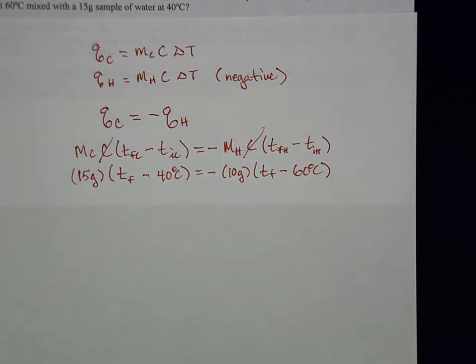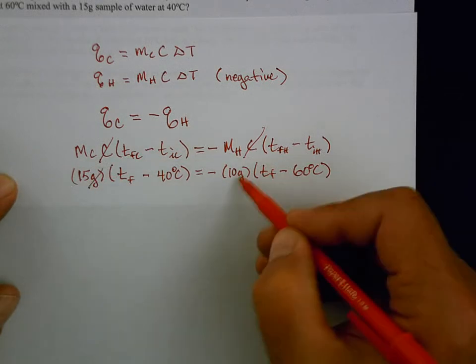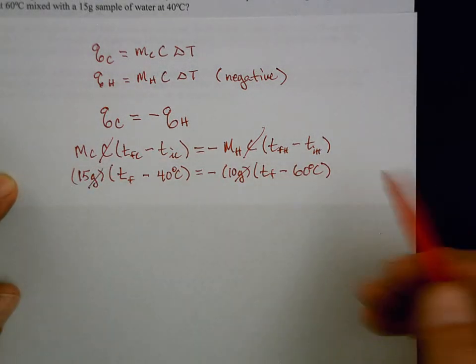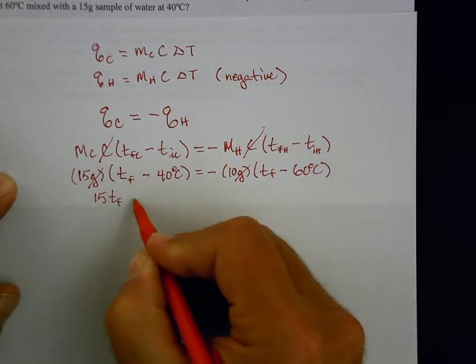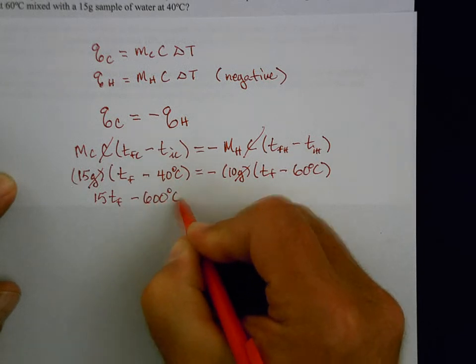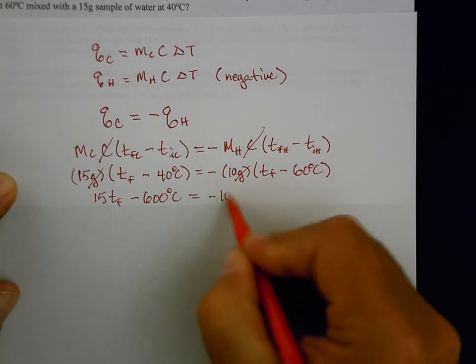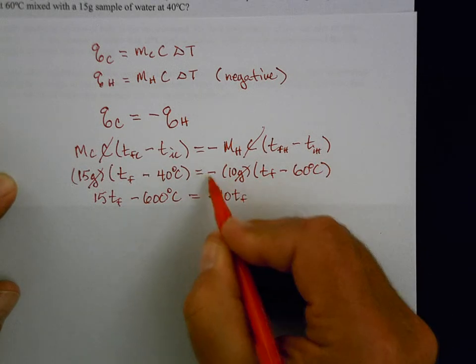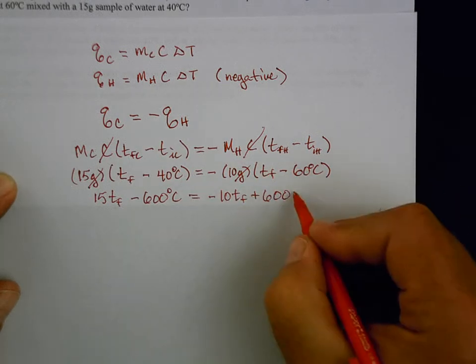And some of you wrote down what the right answer is, but how'd you get that right answer? Well, you need to solve. So first off, they both have the grams, so we can just throw that out. We don't have to keep carrying that. Now distribute. 15 times the final temperature minus 15 times 40. That's 600 degrees. And then over here I have minus 10 times the final temperature. And then a negative times a negative, that's also 10 times 60. That's also 600 degrees.